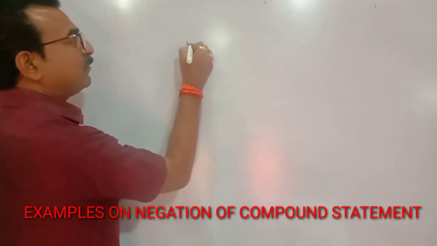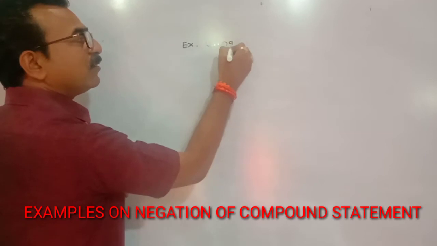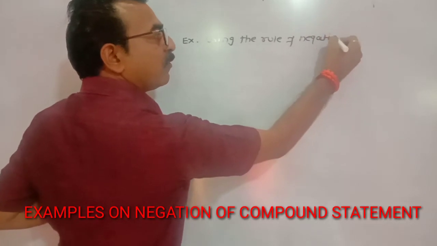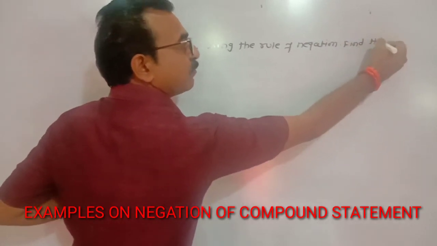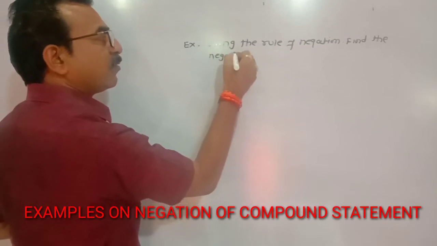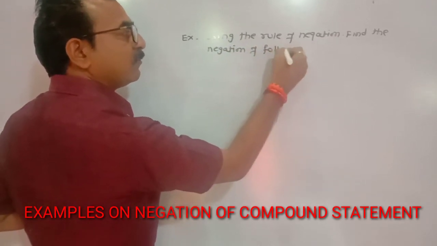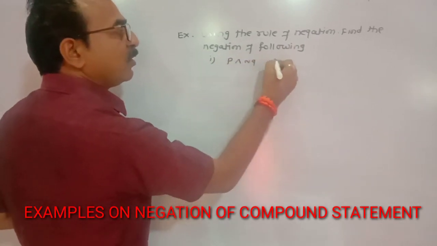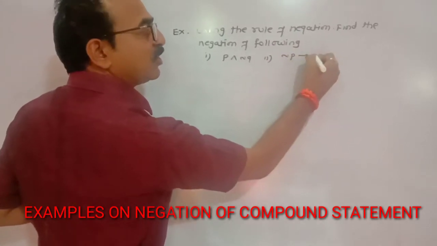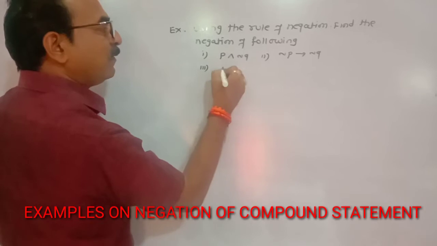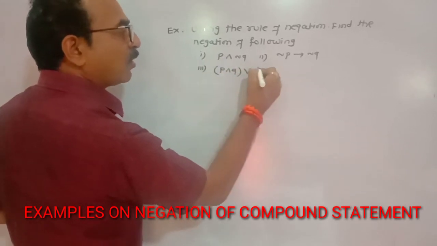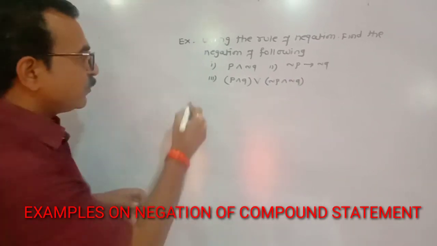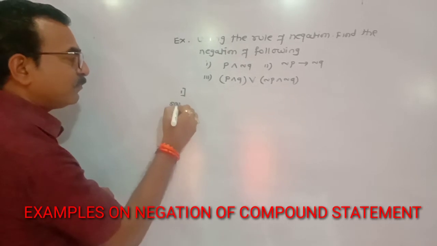So your example is: using the rule of negation, find the negation of the following. Your first example is P and negation Q. Second, negation P conditional negation Q. Your third example, (P and Q) or (negation P and negation Q). Okay? So friends, let us take the first example.